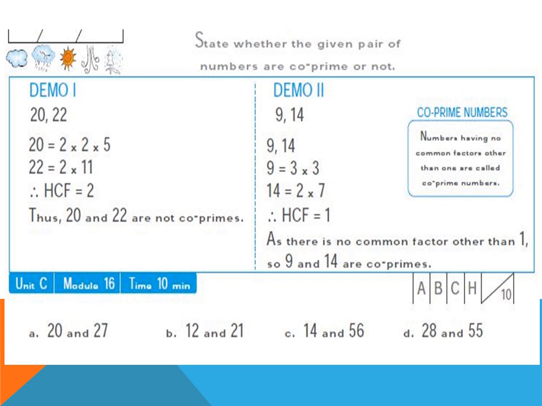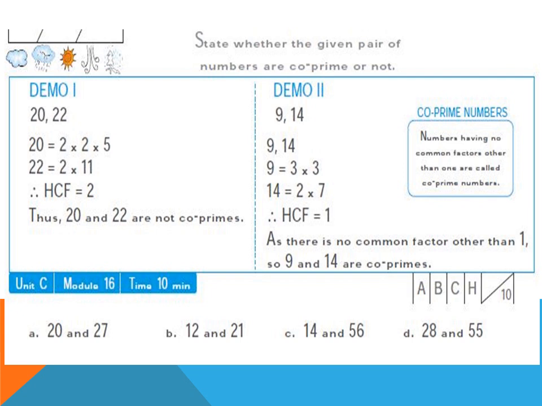Now look at demo number 1. You have to state whether 20 and 22 are coprimes or not. When we prime factorize 20, we get 2 into 2 into 5. And when we prime factorize 22, we get 2 into 11. Now, the HCF is 2 because the highest common factor is 2. Thus, these two numbers are not coprimes because 2 can divide both 20 and 22. So they have a common factor other than 1, that is 2. So they are not coprimes.